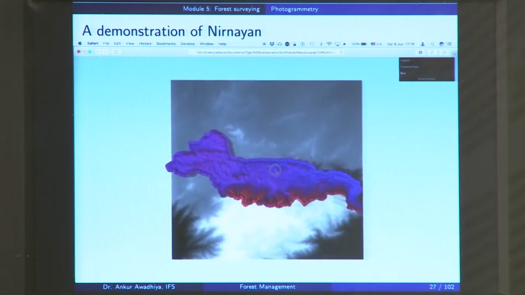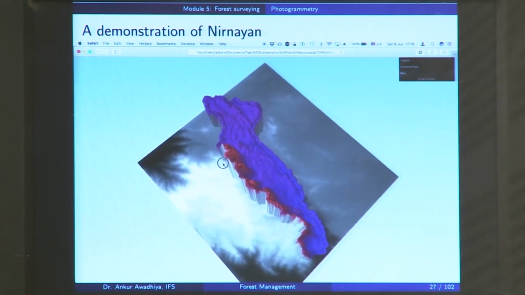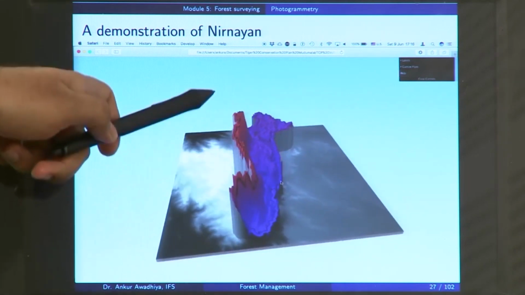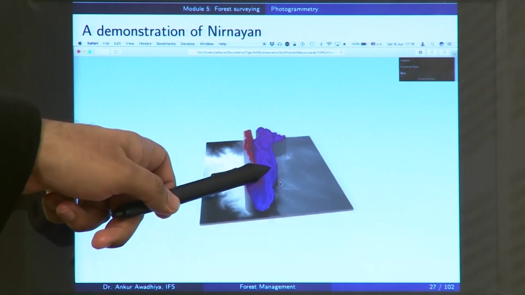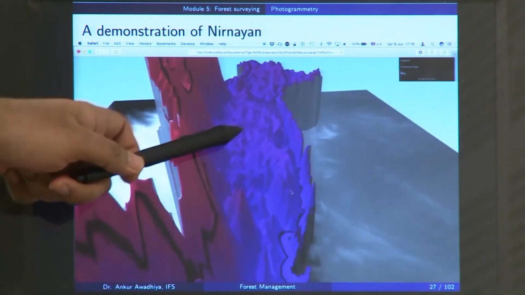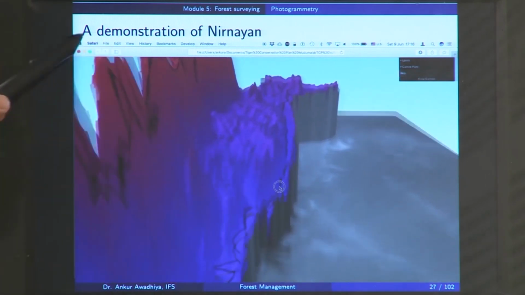So, here we are seeing Mudumalai Tiger Reserve in a three-dimensional view. If you move this object, you can see that on the southern side you have taller areas, and on the northern side you have a valley. So, here now we are looking at a valley. So, this is a valley, and here you have tall mountains.